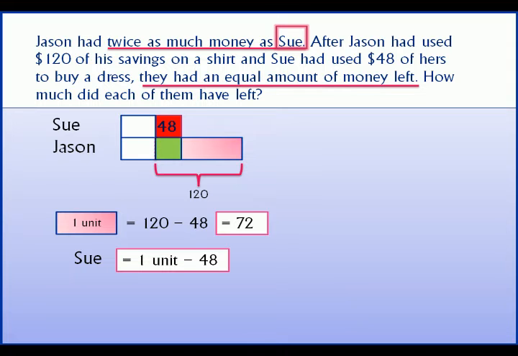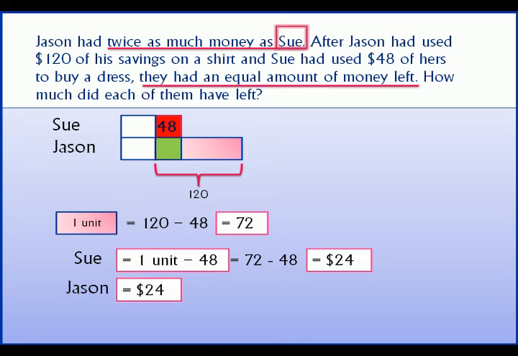Sue had 1 unit minus 48, which is equal to $24, and Jason had $24 also, because at the end both Sue and Jason had an equal amount of money left.